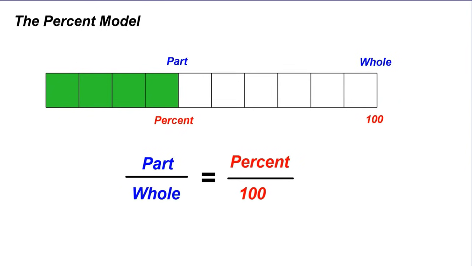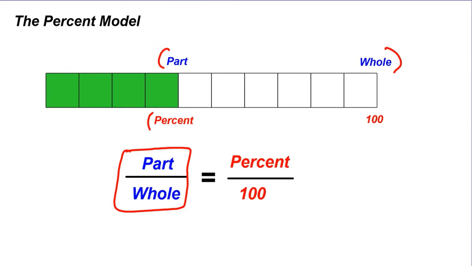So here I want to go back to the percent model that we used in previous videos. Here it shows that there are two equivalent ratios on the same model when we model percents. On the top here we have a part to whole comparison. So this green shaded in part is the part of the entire bar that's filled in, and the whole is the entire thing. So that ratio is right here. This is a fraction part to whole comparison.